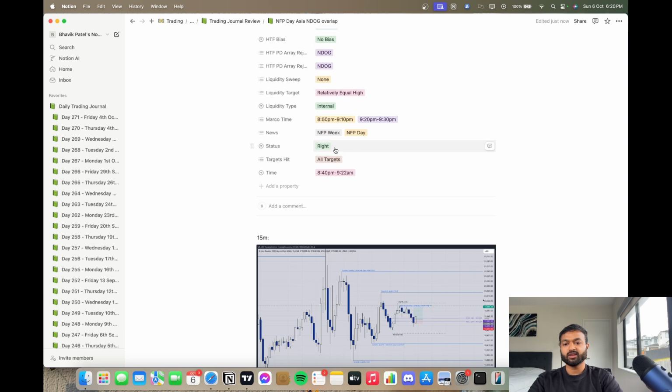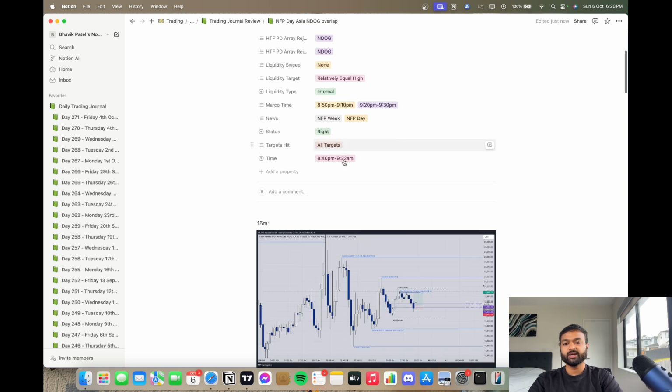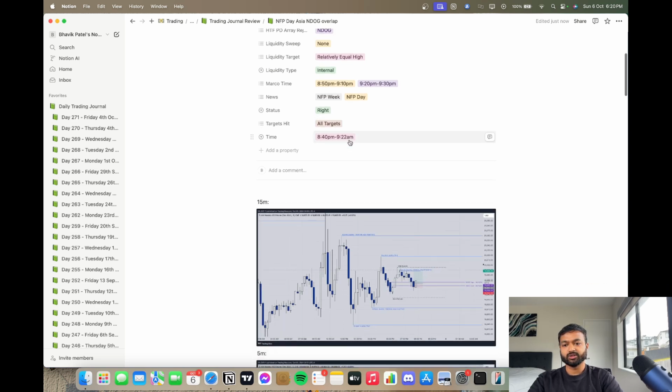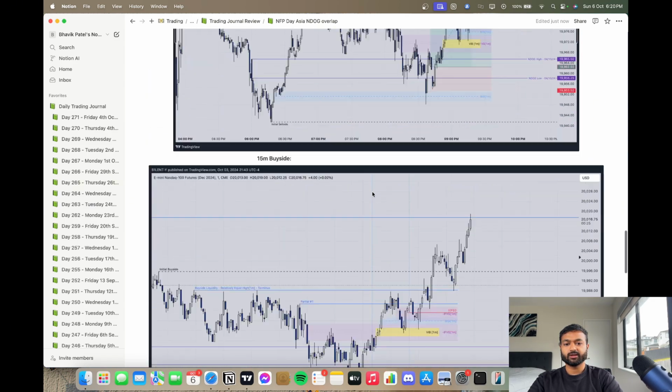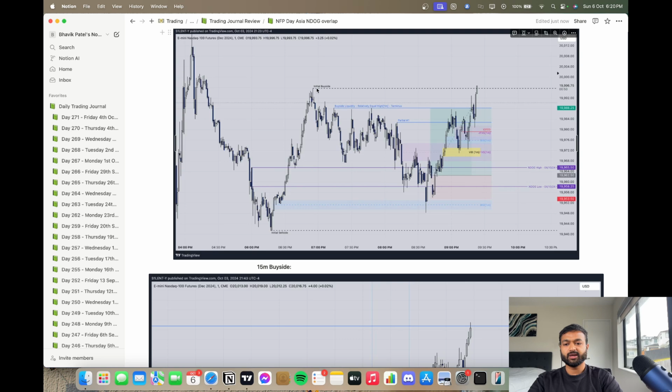And then status: were you right or wrong? How many targets were hit? And then the time it took to hit all those targets. As you can see, this trade really just ran. We came down into the new day opening gap where I would expect a rejection. But because it was NFP, it did run through back up again.